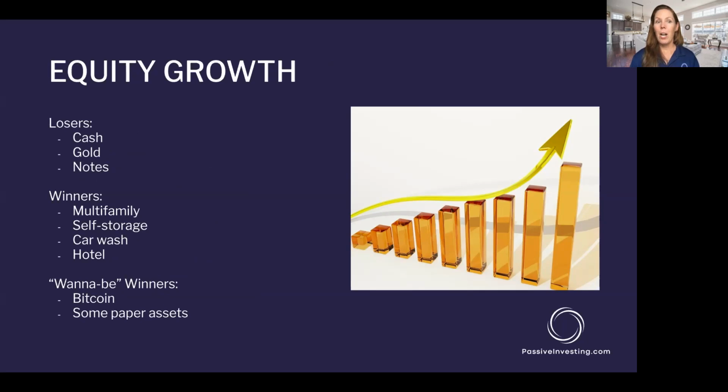Now, in today's environment, our losers are cash, gold, and notes, actually, because notes just cash flow and preserve capital, they're secured notes, but they don't produce any sort of equity for us. Our winners are multifamily, self-storage, car wash, and hotels. Our wannabe winners are Bitcoin and some paper assets.